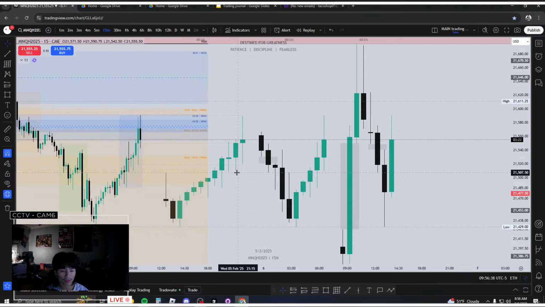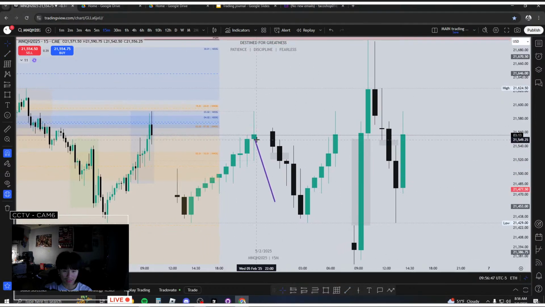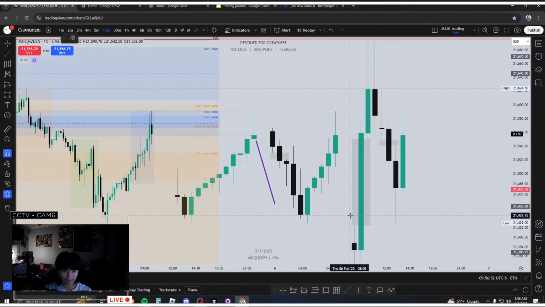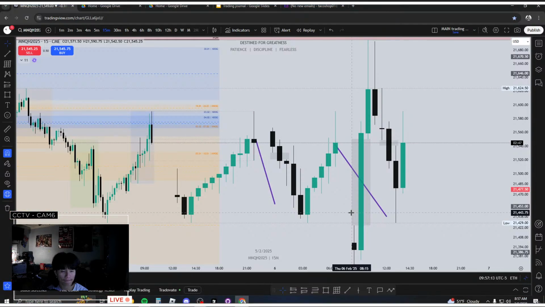About 3 minutes left. Even the 30-minute time frame too. The 30-minute time frame is rather indecisive. It looks just, yeah, I don't know. It looks weak. Same thing here with this hourly time frame. 2 minutes left.